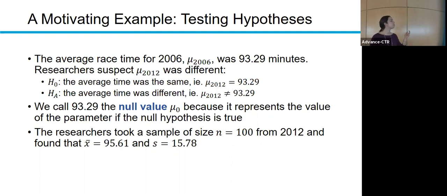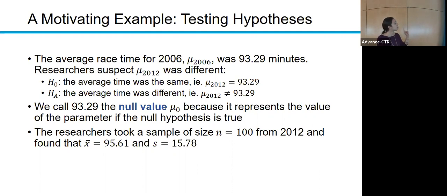In a situation like this, you could also conduct a hypothesis test. The null in this case would be that the average time is the same, so the average time in 2012 is equal to the average time in 2006, which is 93.29. The alternative hypothesis would be that the average times were different, so the average time in 2012 is not equal to 93.29. When we're conducting these hypothesis tests, we call this 93.29, the average value in 2006, the null value, because it represents the value of the parameter if H naught is true. And since we're scientists, the researchers took this data set of 100 randomly selected runners and found the average time for completion of this 10-mile run. They also found the standard deviation.